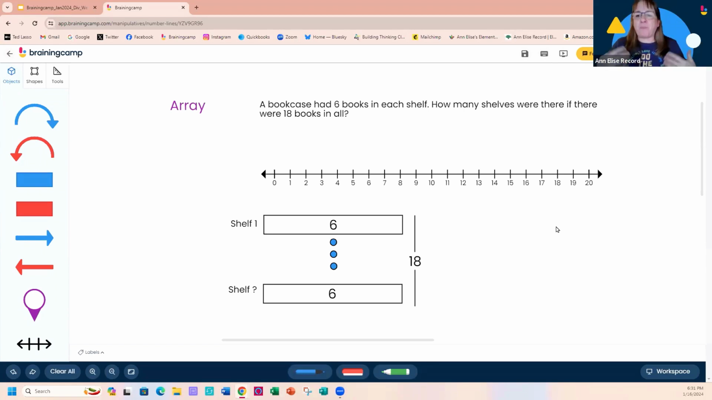So in the world of that repeated addition, right, and being able to have the skip counting come into place, here's another array story. A bookcase had 6 books in each shelf. How many shelves were there if there were 18 books in all? So here's an example of a tape diagram model here. So shelf 1 has 6 books. I had to do a dot dot dot because I do not know how many shelves it's going to be.